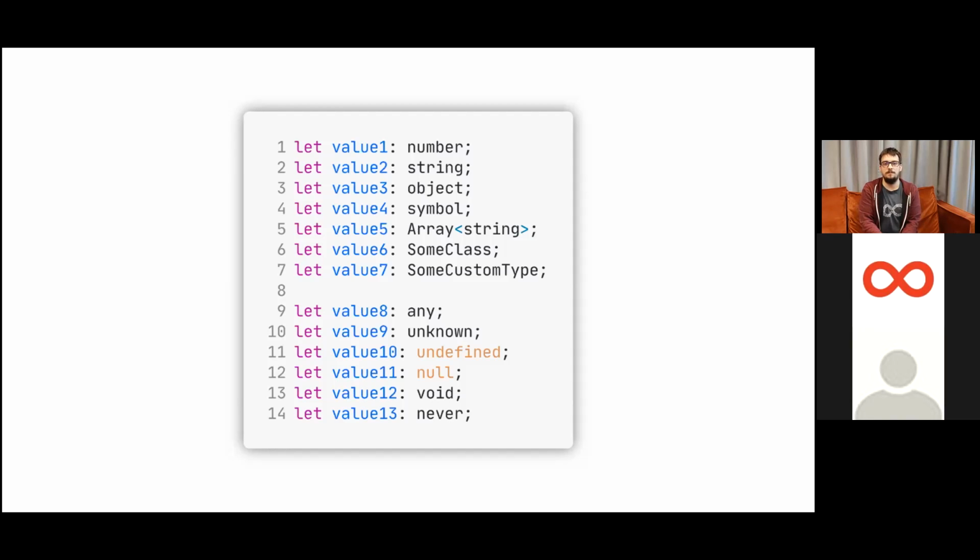And never, that's also a kind of strange and interesting type. An example of never would be if your function always throws an error. It will never return any value, it will always throw an error. So that's when the return type of such a function might be never.